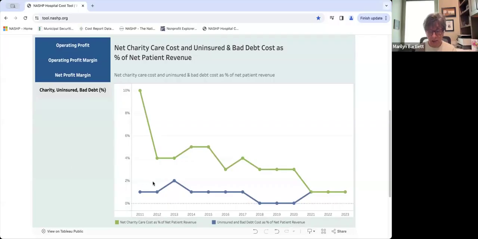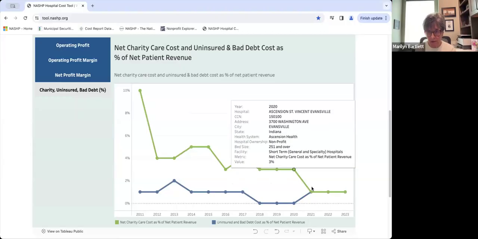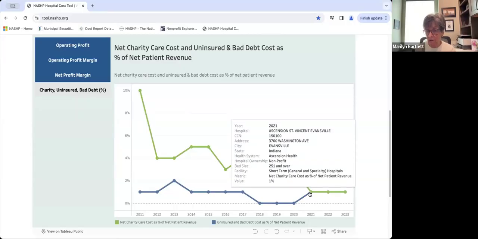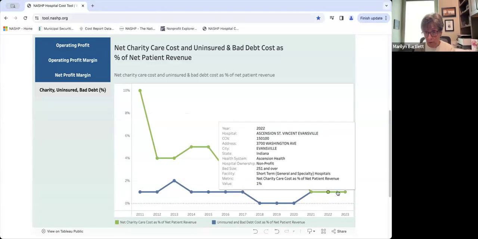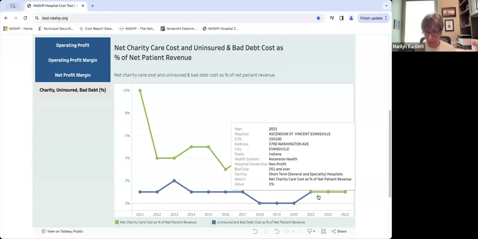I wanted to particularly show this chart because it's important on this graph to hover over to get the percentage. We have rounded it, but you can see right here when I looked up the detail, both the charity care and then the uninsured and bad debt were both at 1% of net patient revenue.